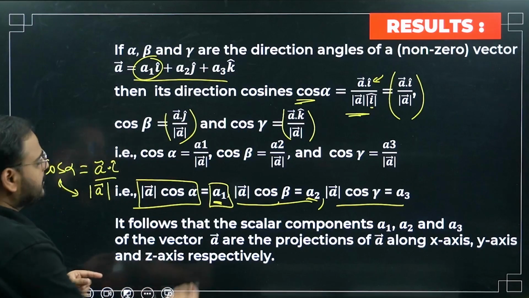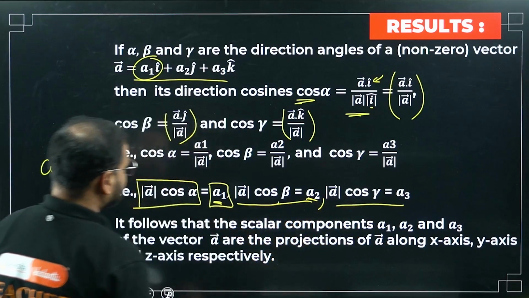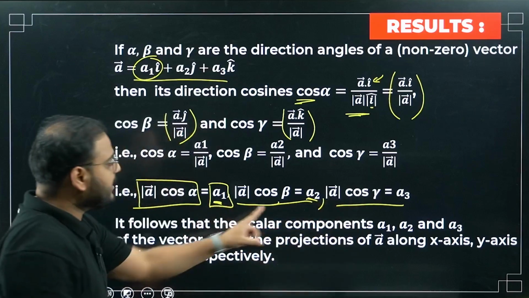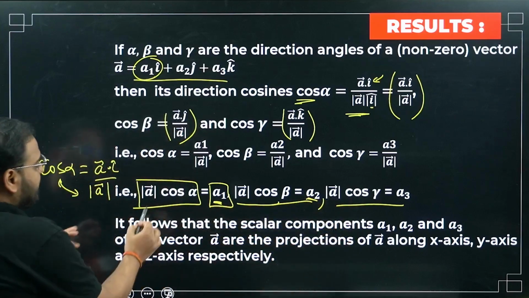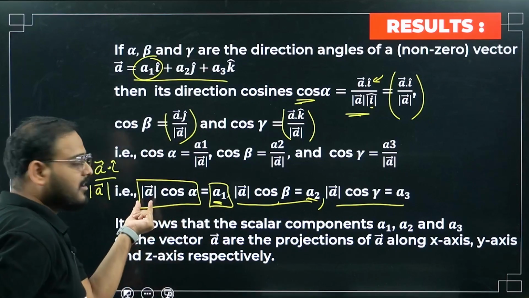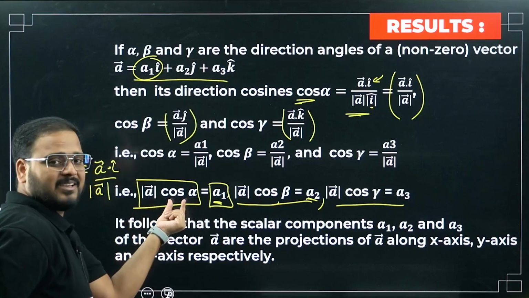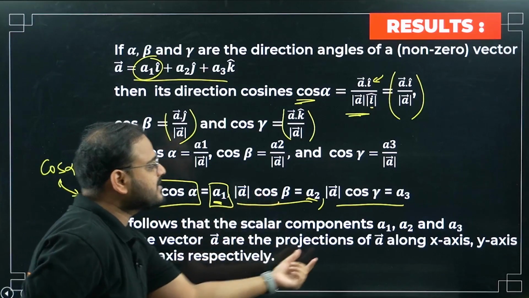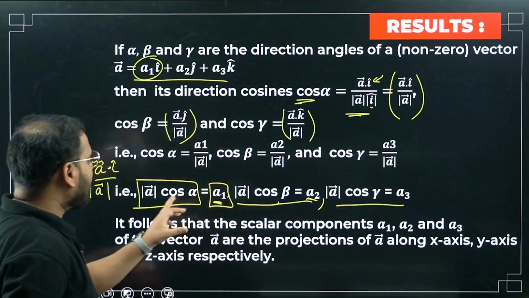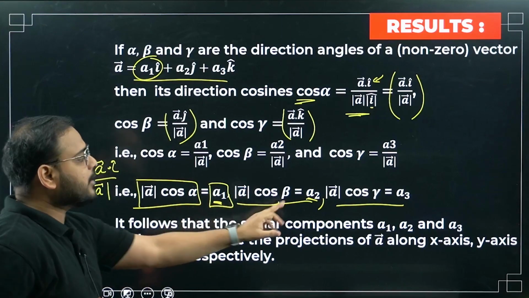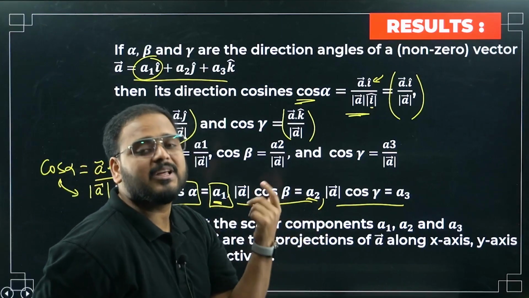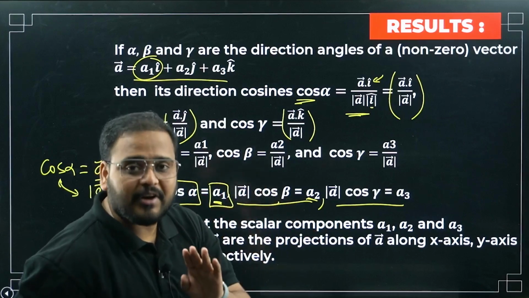So what it basically means is that if you take projections, what are A1, A2, A3? A1, A2, A3 are nothing but the projection of vector A, whose magnitude is across the x-axis, across the y-axis, across the z-axis. I'll repeat. A1, A2, A3 are the x, y, z components. They are also called the rectangular components of a vector.